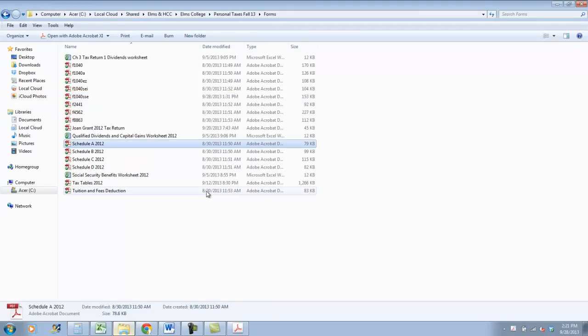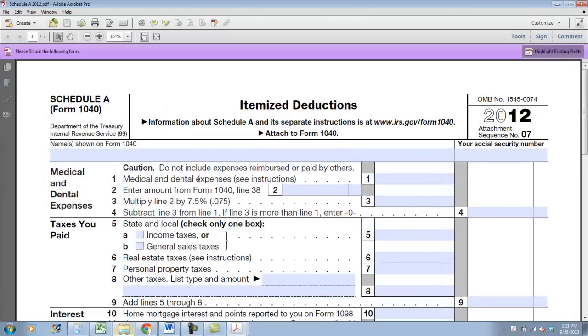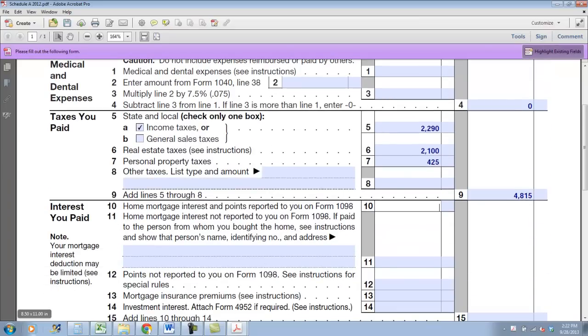So this is Jason and Vicky Harding. And we will type in Jason's number. They didn't have any medical expenses, so we'll put a zero on line 4. Okay, they did have state and local income tax. And this was from withholdings from Vicky. And zero. They had real estate tax, and that was equal to $2,100. And they had other taxes, $425. So if we add those up, $4,815.